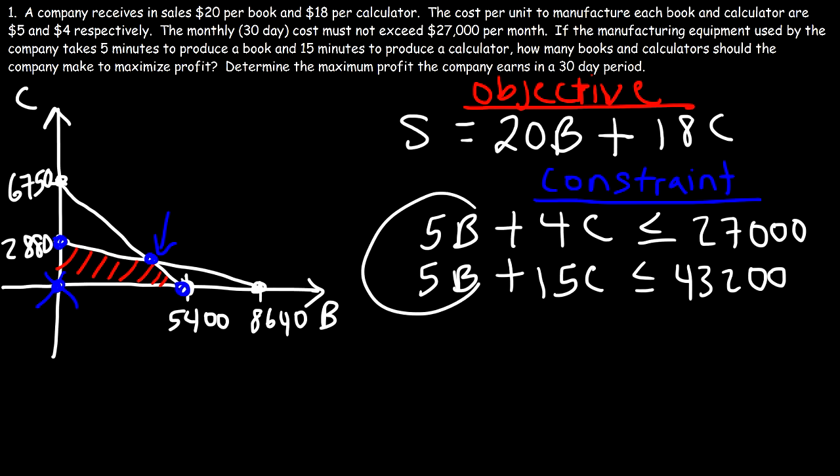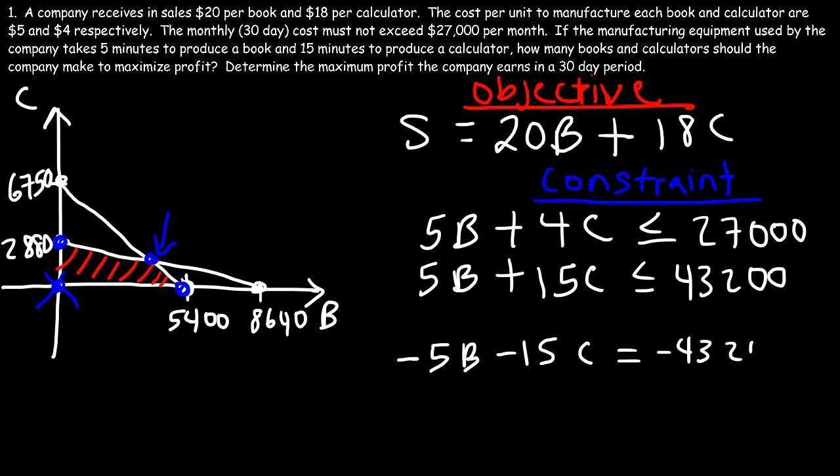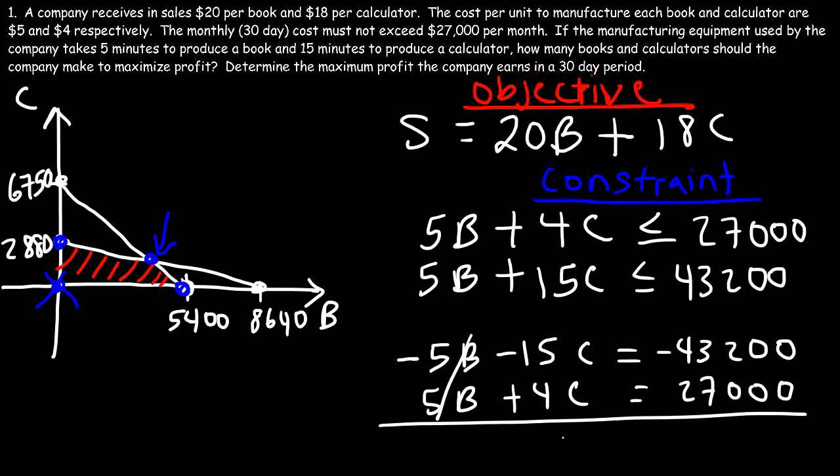Now, notice that both of these are 5b. So the best thing we could do is subtract. I'm going to multiply the second equation by -1. So it's going to be negative 5b minus 15c equals negative 43,200. I'm not going to worry about the inequalities for now, but they're still there. So let's add these 2 equations. These will cancel. Negative 15 plus 4 is negative 11. And then negative 43,200 plus 27,000, that's negative 16,200. And then we need to divide both sides by negative 11.